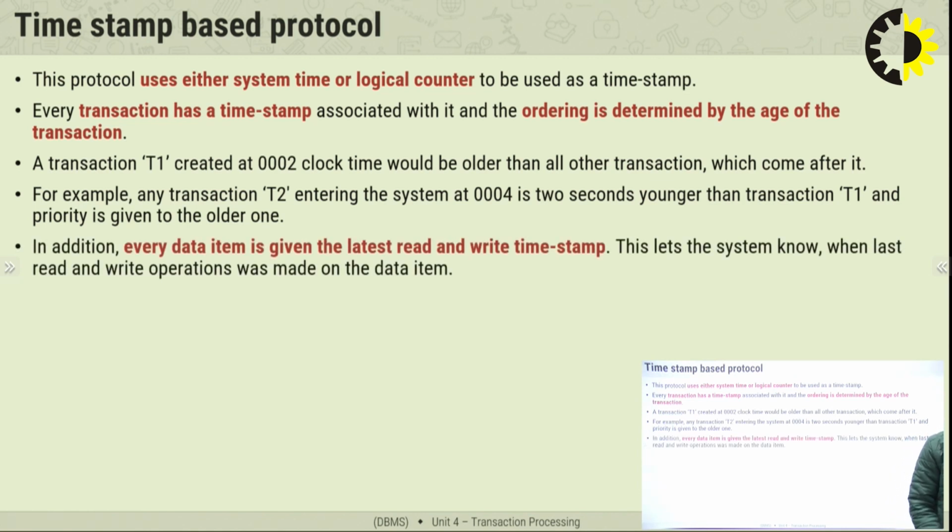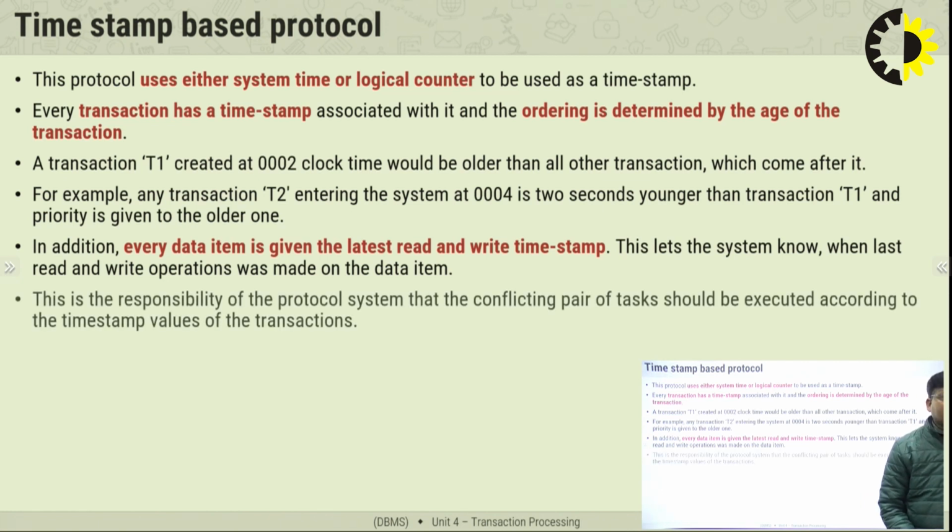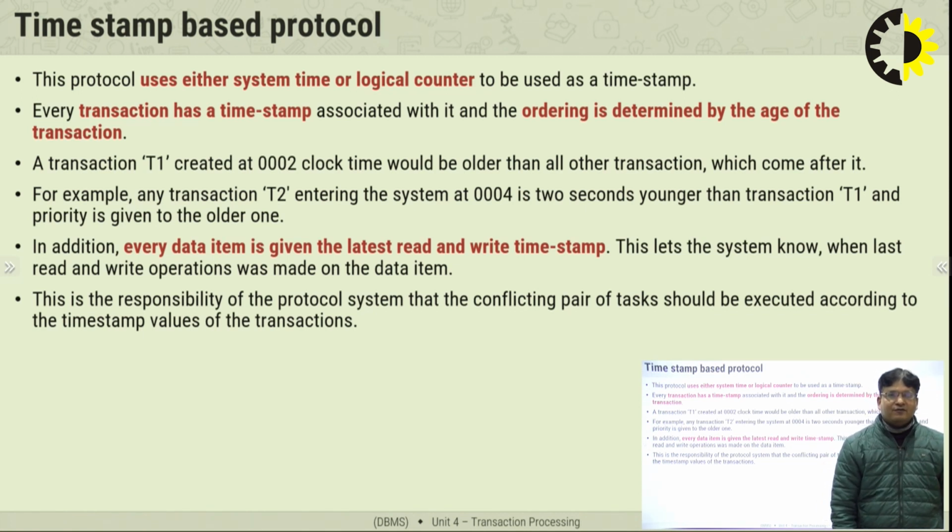In addition, every data item is given the latest read timestamp value as well as the write timestamp value. This lets the system know when the last read and write operation was made on the data item. It is the responsibility of the protocol that conflicting pairs of operations should be executed according to the timestamp value of the transaction. The basic working principle of this protocol is that whenever an older transaction is too late in performing the desired operation, that is a read operation or write operation, only two modes of operations are allowed. The younger transactions will have the priority, and the older transactions that are too late in performing their desired operations will be rolled back.